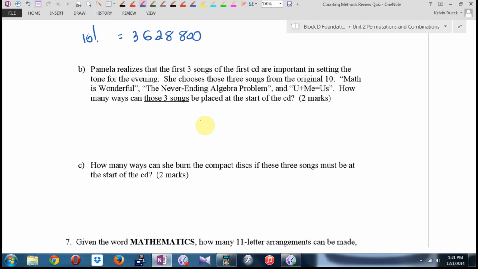Math is wonderful. Oh, Pamela. The never-ending algebra problem? Oh, Pamela. And you plus me equals us. Oh, look at you, you little romantic devil, you.